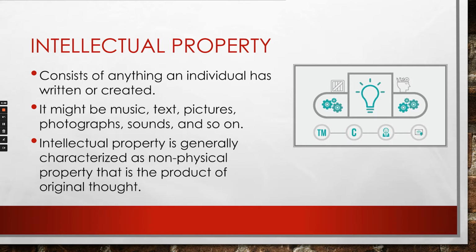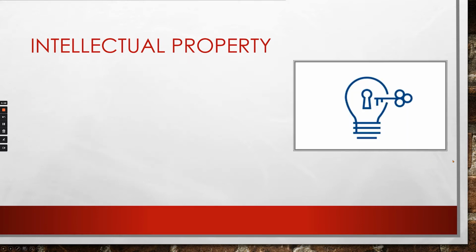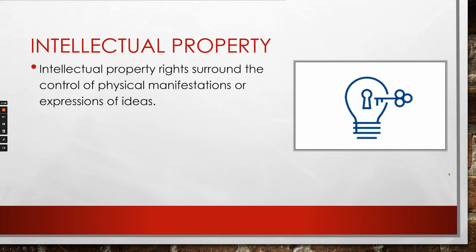Intellectual property is generally characterized as non-physical property that is the product of an original thought. So, you know, sometimes it is physical as far as having something on an SD card or printing something out. But the idea behind that property is that it is a creative, original thought. And that's what we're talking about as far as intellectual property, not the physical manifestation of it. The rights surrounding that control any physical manifestations.